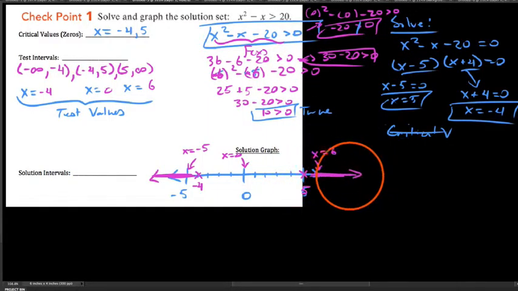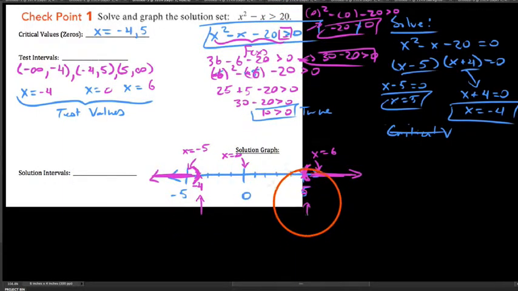The only thing we have left to do is deal with negative 4 and positive 5. You notice that this is just a greater than. And because it's just a greater than, we're going to put parentheses on these, and we're not going to include those values. If this had said greater than or equal to, we know that our function is equal to a y value of 0 at those points. Plugging them in, we would get 0 is greater than 0, which is not true. So we're not going to include them.